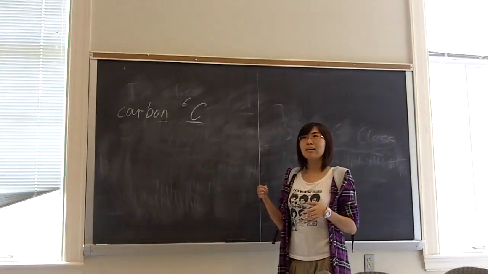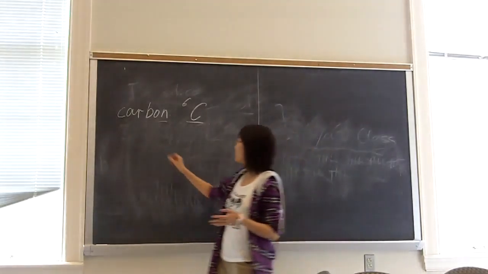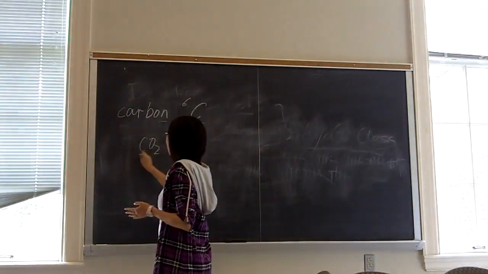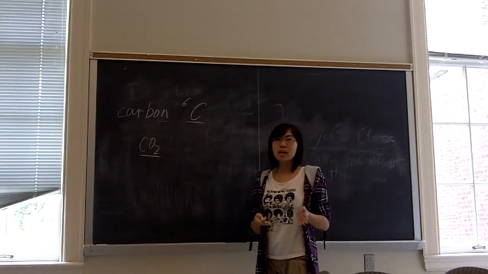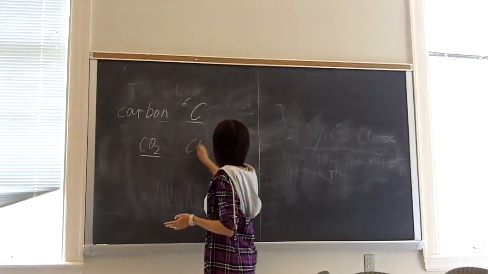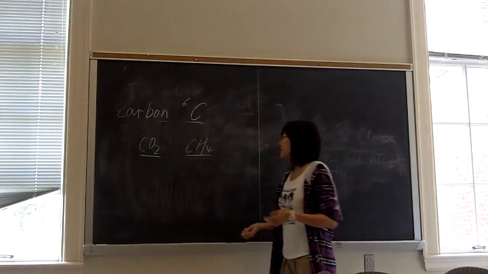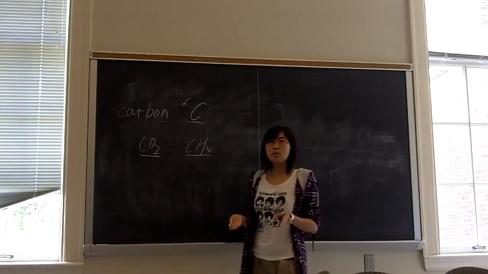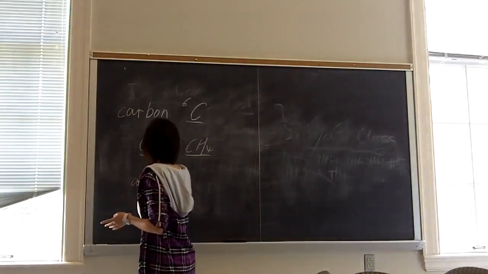For example, in the atmosphere, there is carbon dioxide. It's very familiar. And when we cook meals, we use natural gas, that is methane, which also contains carbon. And there are several forms of carbon in chemistry, that is allotropes.